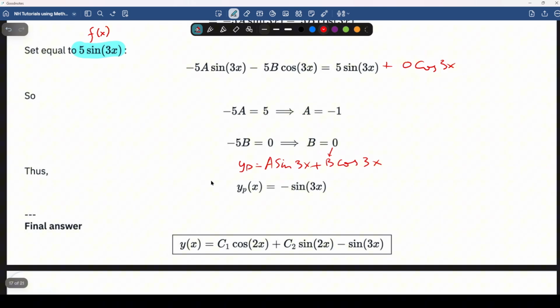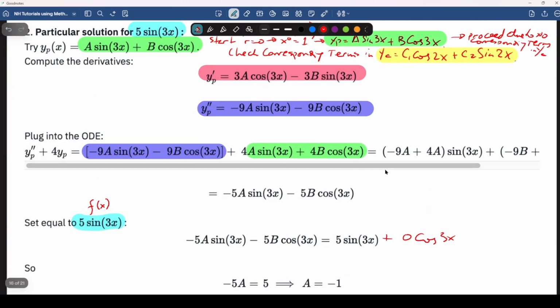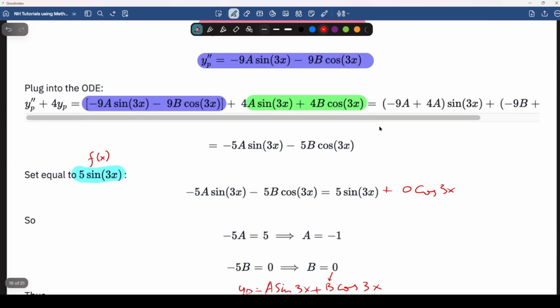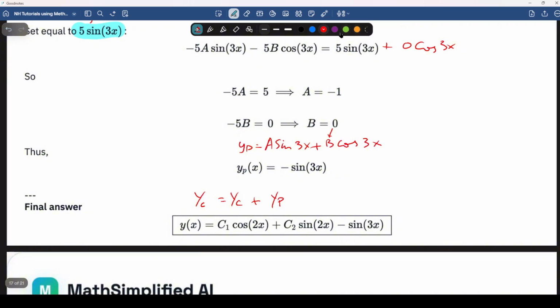So then we can just combine with all the other terms. The general solution will be written here. We will get our yc plus yp, where our yc, written in yellow color, is c1 cos 2x plus c2 sin 2x, and then our new yp here, negative sin 3x.